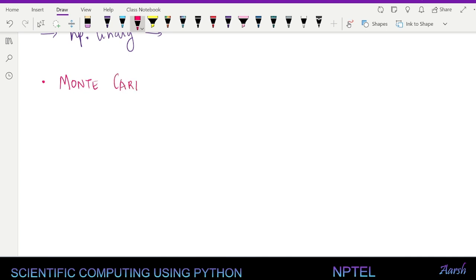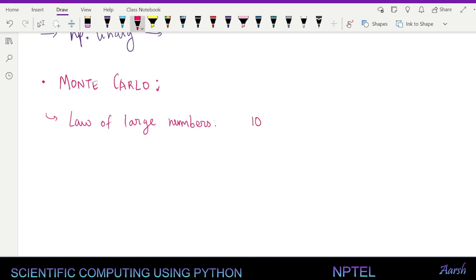Monte Carlo is a class of algorithms which work on the principle of probability. To be precise, it's called the law of large numbers. It's something that is so intuitive to us that we don't even bother to think about it much. And what's the idea? Well, the idea is something like this.